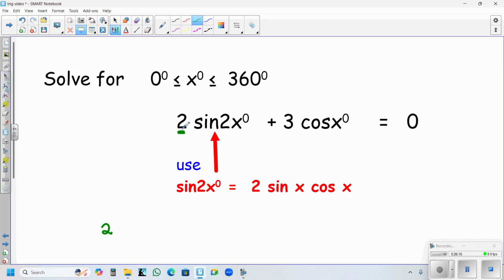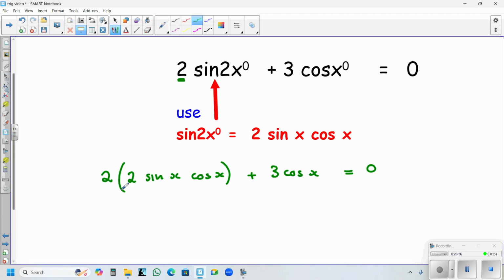So there's that 2. And now I'm going to replace sine 2x, and sine 2x is 2 sine x cos x. Then I've got plus 3 cos x, and all of that is equal to 0. Right, now we need to multiply this out. So 2 times 2 is 4, so we've got 4 sine x cos x plus 3 cos x is equal to 0.